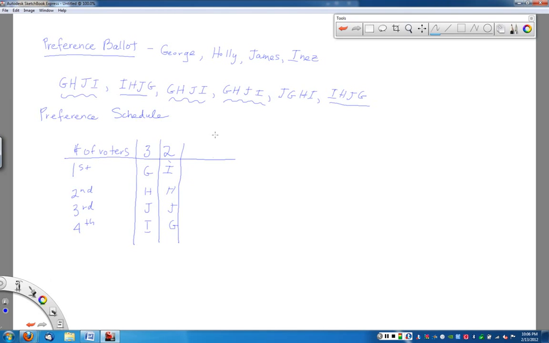When I'm done with that one, I've already looked at all of these ballots, so the only ballot that I have remaining is this last one. And in this one, I had James first, and then George, and then Holly, and then last at the bottom, Inez. That's the only ballot that I have left, and so I have one there. And that's all there is to creating a preference schedule.